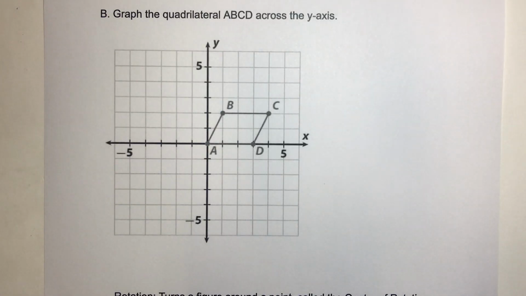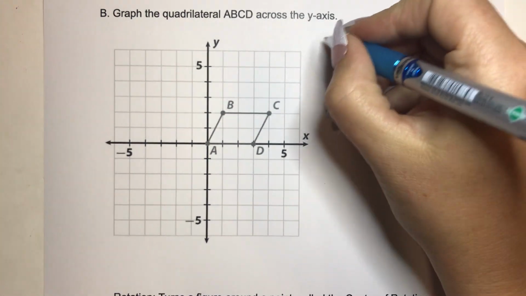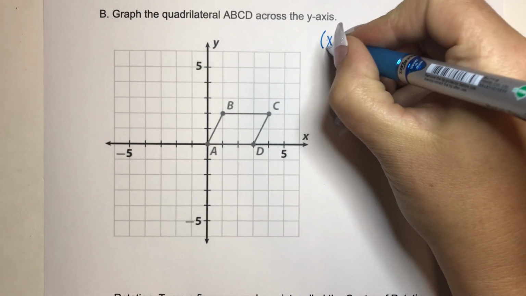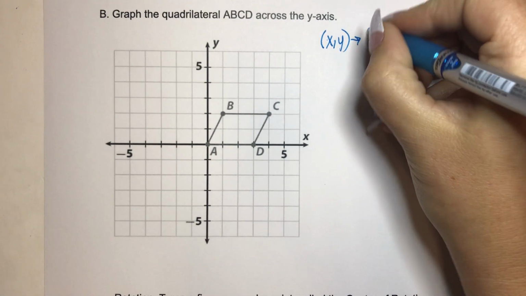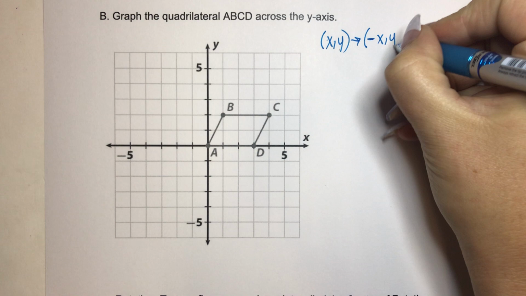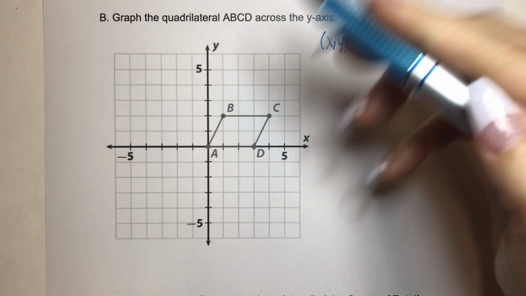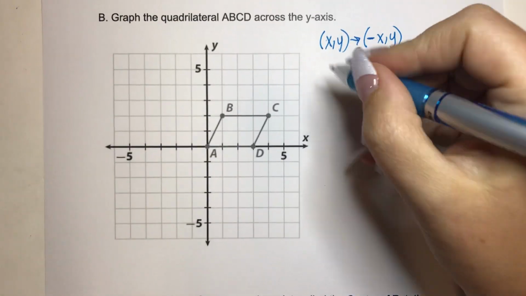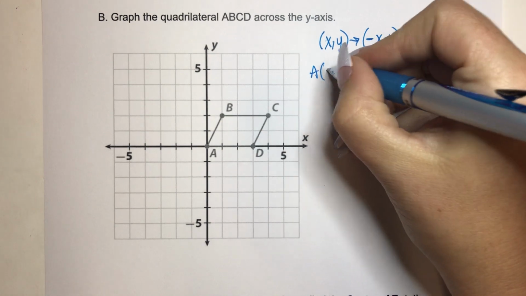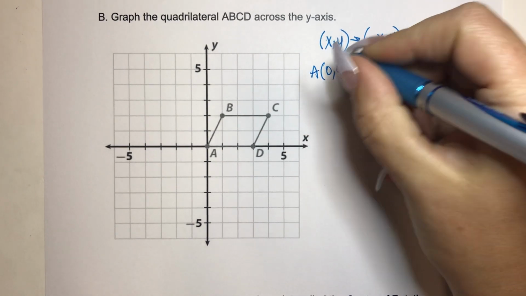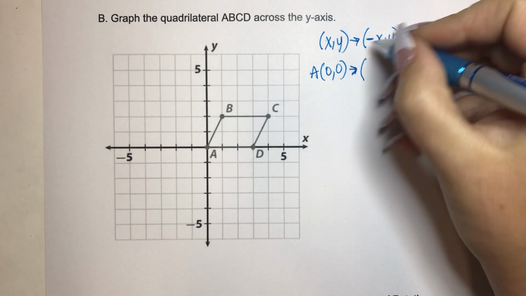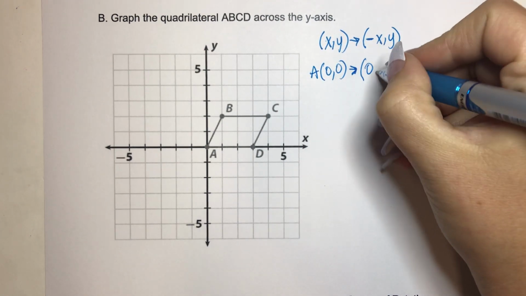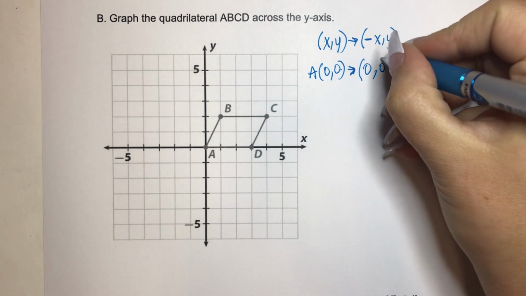So the first thing I'm going to do is just go ahead and write that rule down for the reflection across the y-axis. (x, y) goes to (-x, y). And then we're just going to apply that to each of the 4 vertices. So let's start with A. A should be pretty easy just because it's the origin. 0, 0, and I doubt anything's going to change. So we have negative x, or negative 0, which is just 0. And then y is the same.